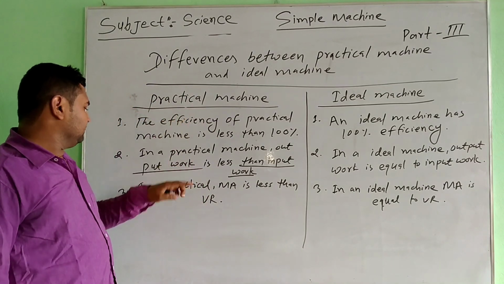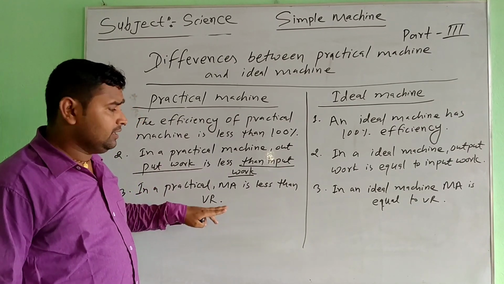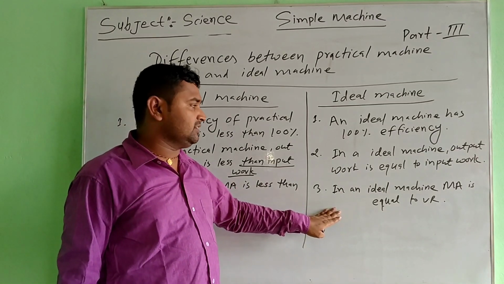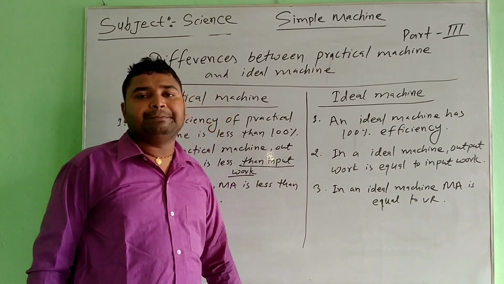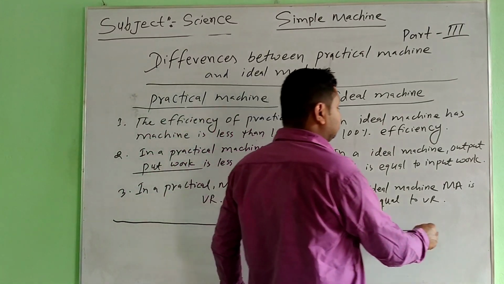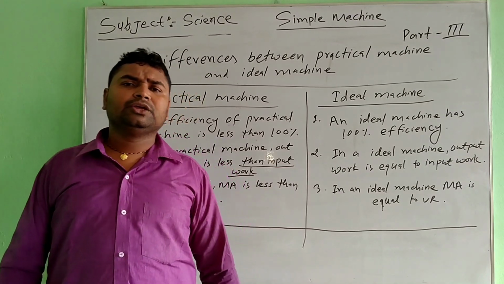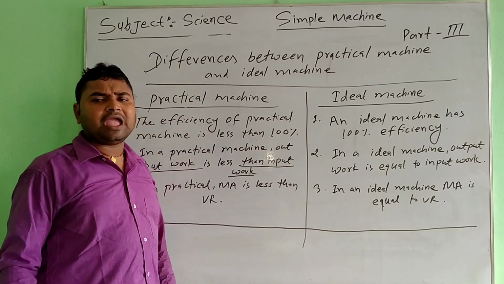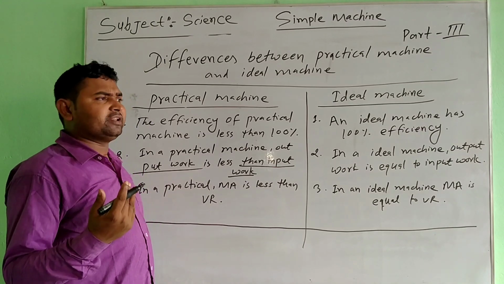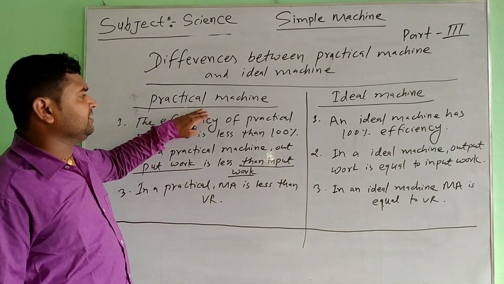In a practical machine, MA is always less than VR, but in ideal machines, MA is equal to VR. So these are all the differences between the practical machine and the ideal machines. These practical machines are generally used in our home also, and in the mill, to grade your rice also, 100% efficiency is not given. So that is the practical machine.